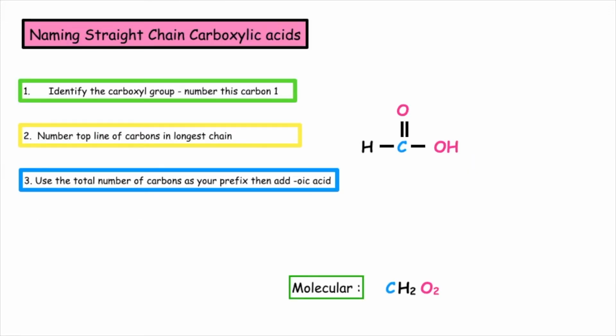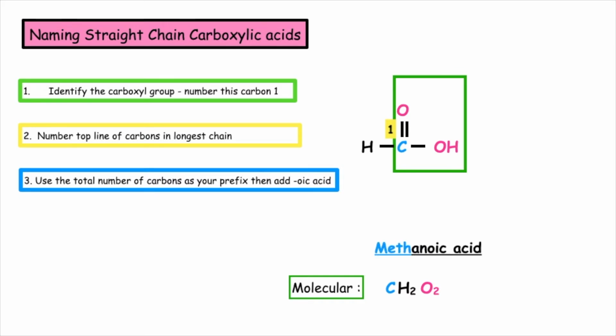So in today's lesson, we're going to be naming straight chain carboxylic acids. Firstly, we have to identify the carboxyl group, and this, remember, is our C double bond O, OH. We then have to number this carbon, carbon number 1. We then number the top line of carbons in the longest chain. In this case, there's only 1 carbon atom. And we use the total number of carbons as your prefix. So the prefix for 1 is meth, and we add oic acid, so this is known as methanoic acid.